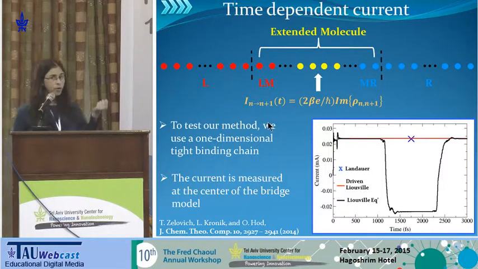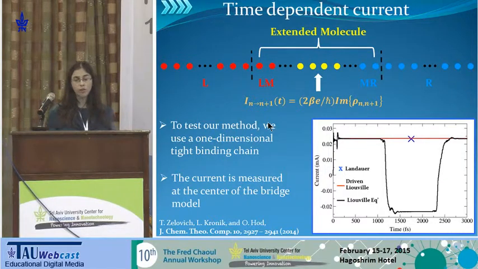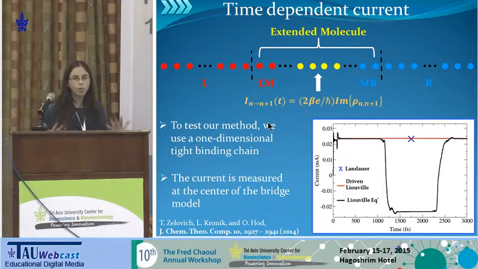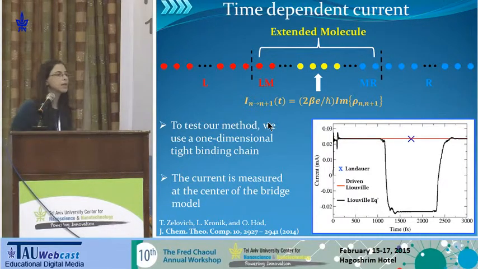The red curve represents the result using the driven Liouville-von Neumann equation, and we can see that using this equation we now have a clear steady-state current. Comparing the two results to the steady-state Landauer current, marked with an X, we can verify our results.